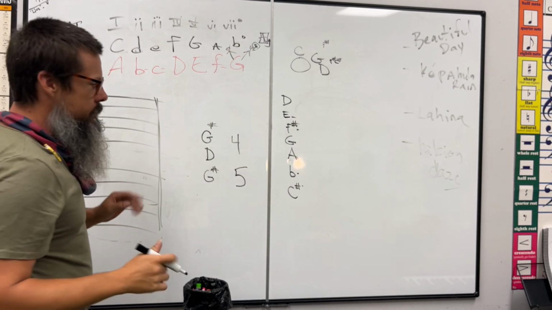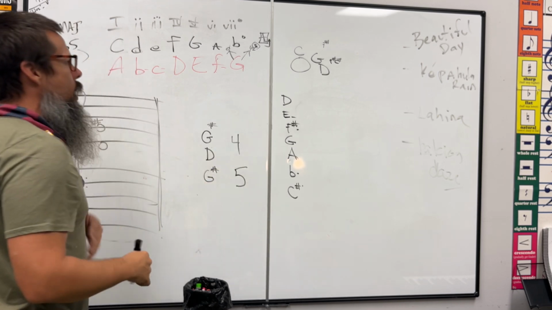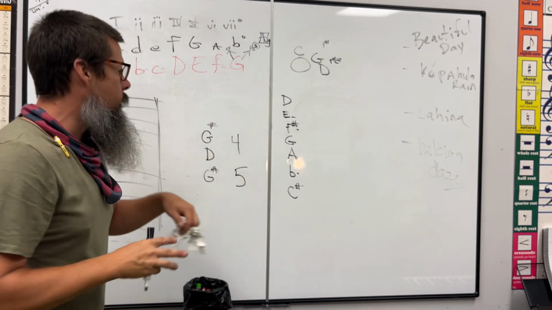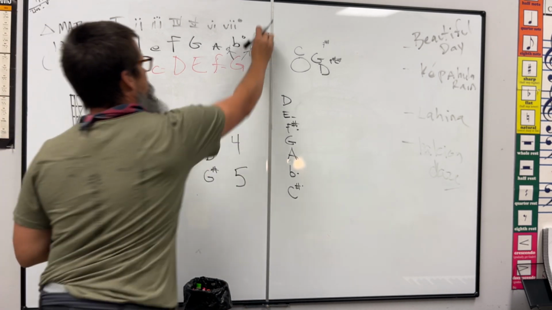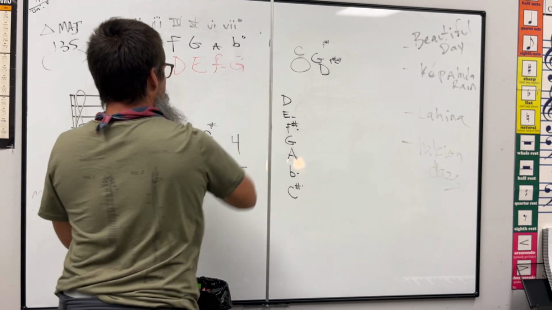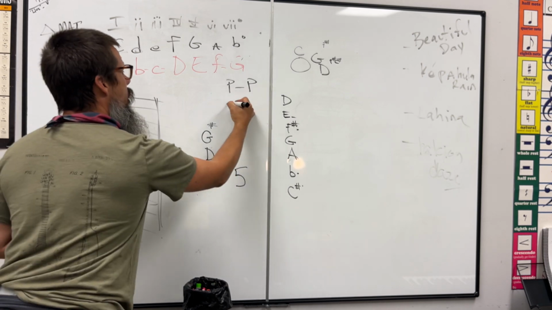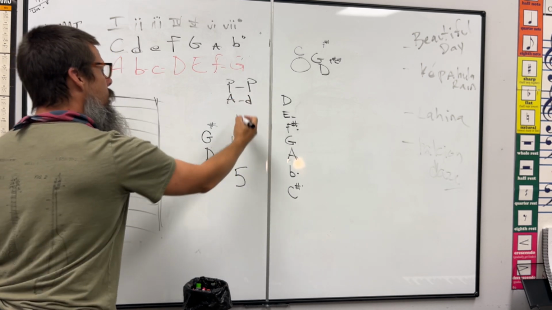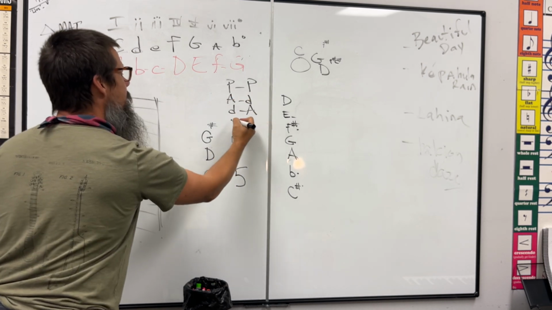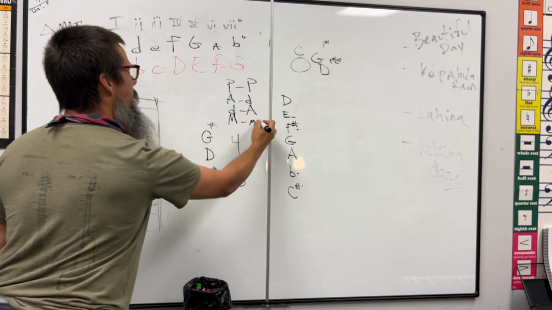Here's where the crux is. It's kind of hard to remember what all these are, but there's a simple way you could write these out and you will start seeing it this way. Perfects become perfects. When we have augmenteds, they become diminished. When we have diminished, they become augmenteds. And then any major becomes a minor.